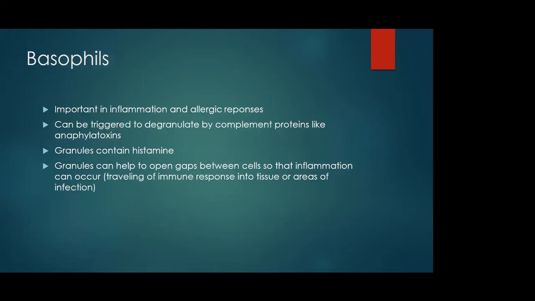Another granulocyte are the basophils. Basophils are very important in inflammation and in allergic responses. Basophils can be triggered to degranulate their granules by complement proteins such as the anaphylatoxins. Okay. Basophils also contain histamine in their granules. They can also help to open the gaps between cells so that inflammation can occur. So rapid influx of fluid and immune cells into tissue or areas of infection.